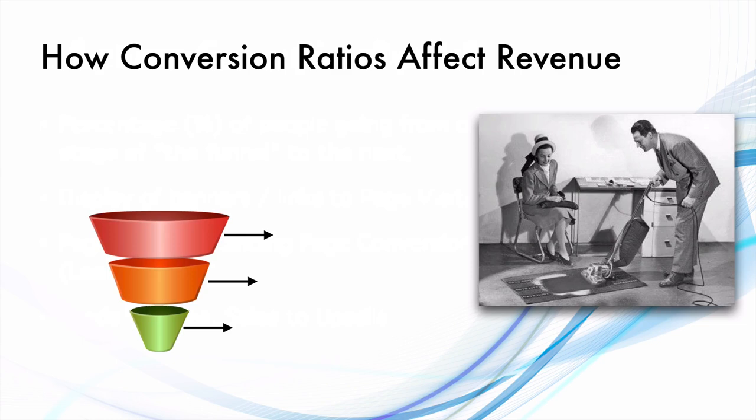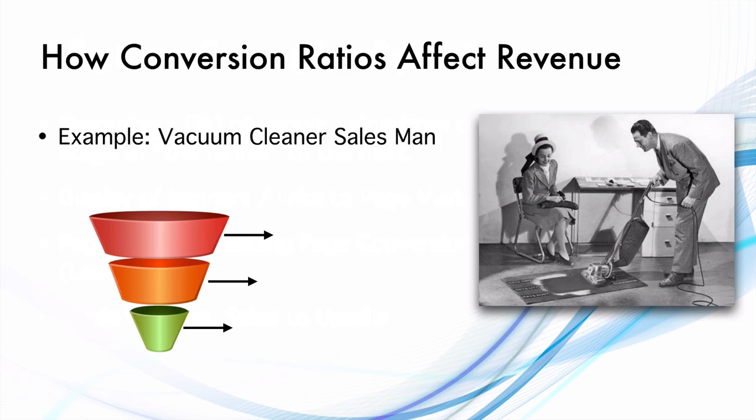To give you a simple example of how conversion ratios affect the revenue, we will take the example of a vacuum cleaner salesman. Here we will take a simple funnel with only 3 stages. The first stage is door knocks, the second stage is demos, and the third stage is sales. Let's say a vacuum cleaner salesman goes to a town and knocks at 100 different doors. He has to show the demo of the vacuum cleaner and then sell it. So let's look at his funnel.